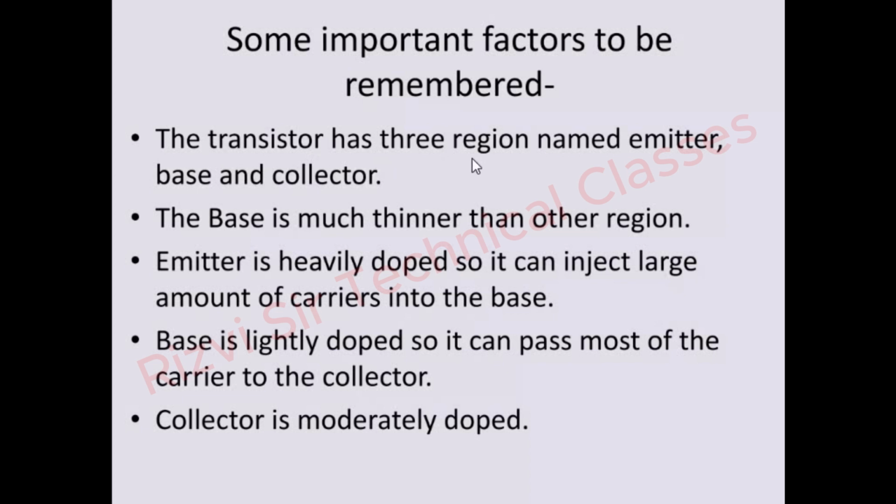Some important factors to be remembered. The transistor has three regions named emitter, base and collector. The base is much thinner than the other regions. Emitter is heavily doped so it can inject a large amount of carriers into the base. Base is lightly doped so it can pass most of the carriers to the collector. Collector is moderately doped, or you can say collector is lightly doped.